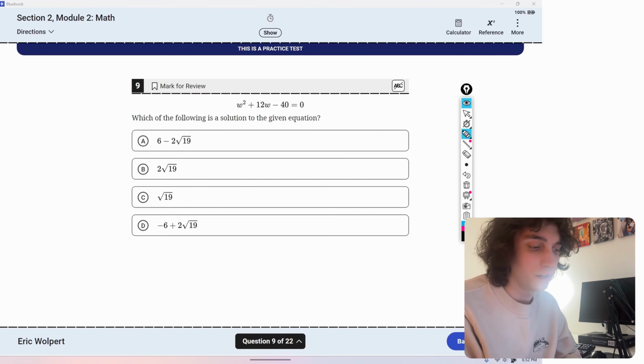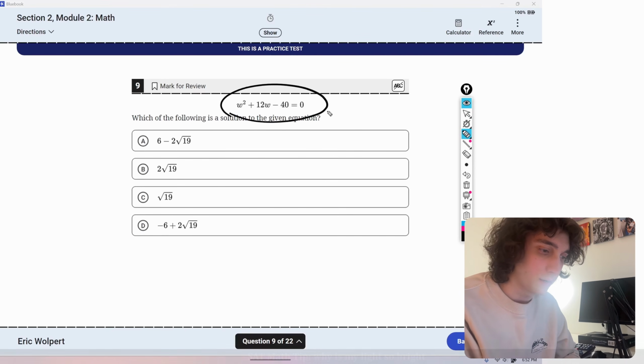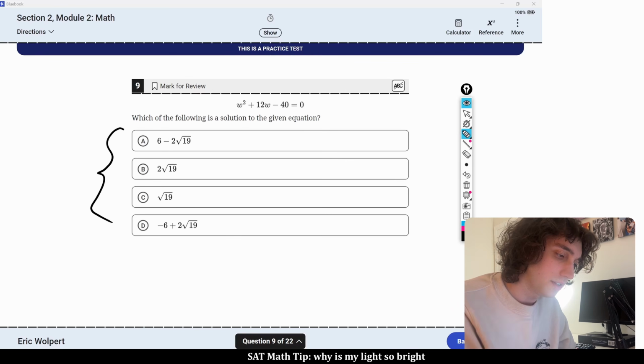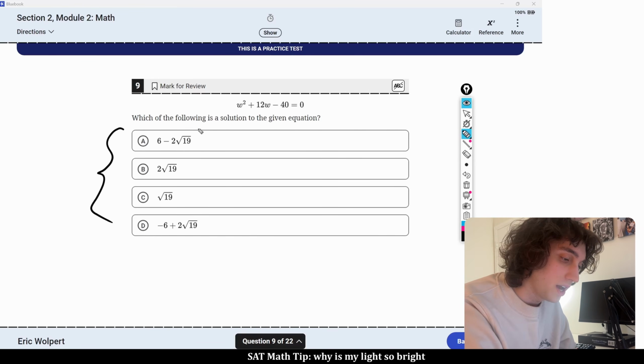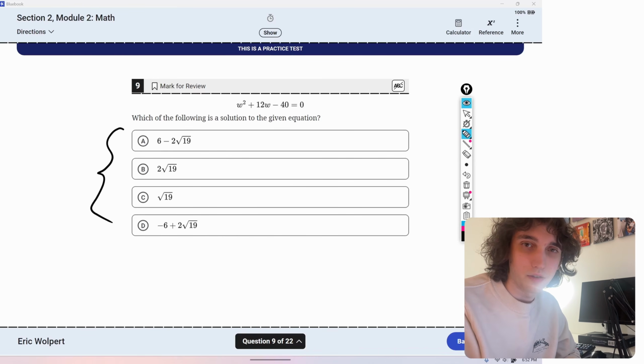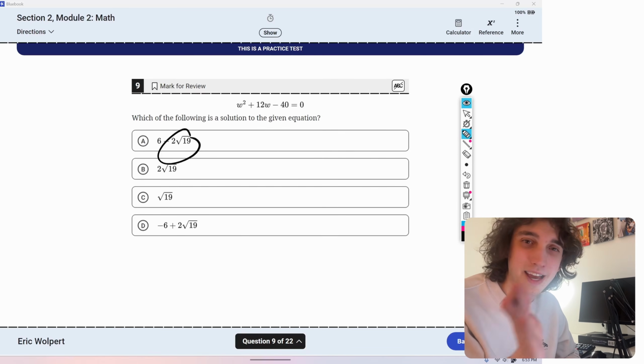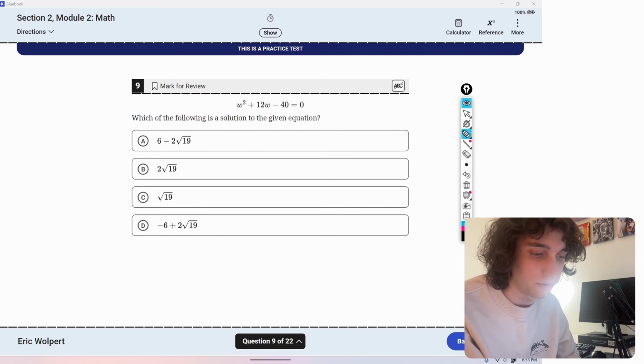Number 9, which of the following is a solution to the given quadratic equation? So just by looking at the answer choices, you can sort of see that if you wanted to solve this by hand, you would need to use the quadratic formula because you have square roots in your final answer. That tends to be sort of a giveaway that this uses the quadratic formula rather than simple factoring. If you see answer choices that look like this, it's going to be a quadratic formula process.